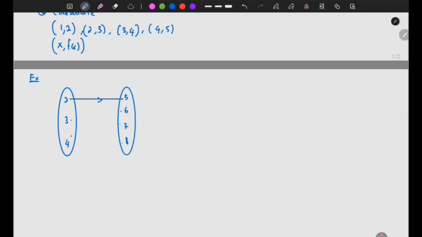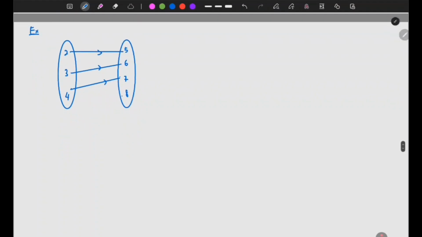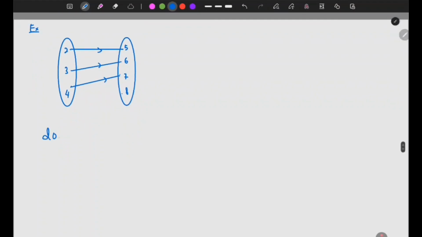So this is an arrow diagram. 3 to 6, 4 to 7. So the exam might ask, list the domain. They can ask you this question. Sorry, my handwriting is so ugly. List the domain. And what's the codomain? They also will ask you the range. These are the most common questions they will ask you.